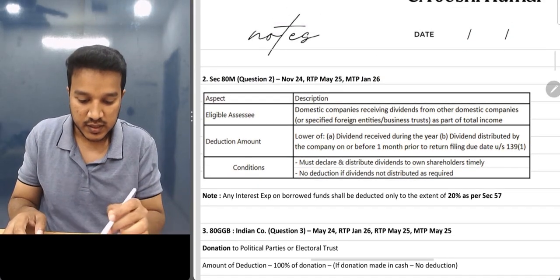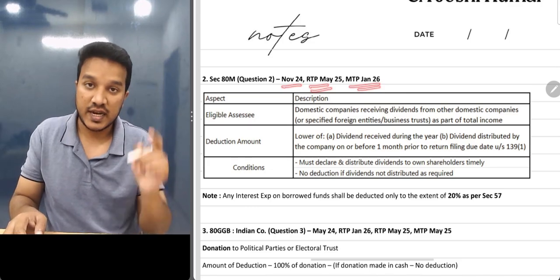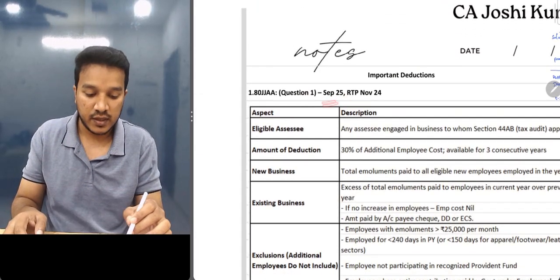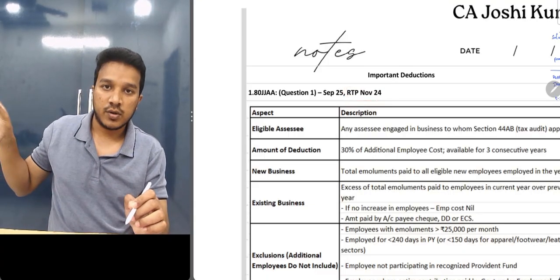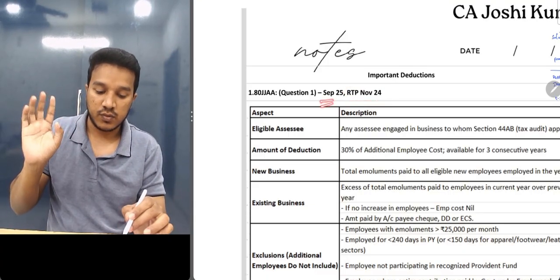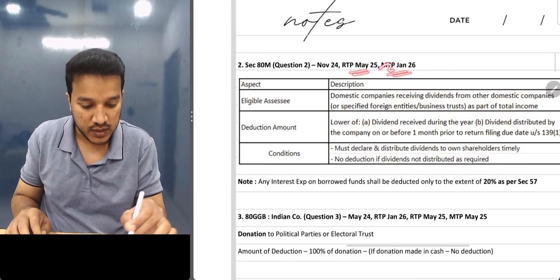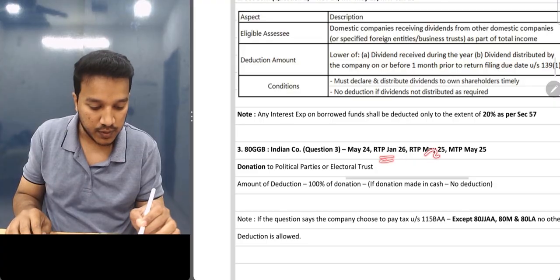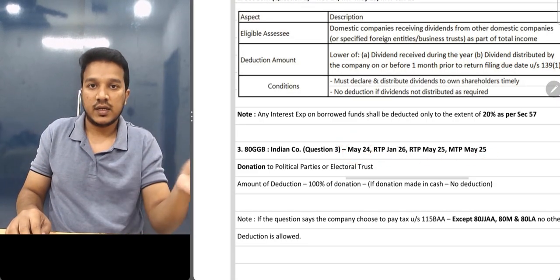Now see, ATM came in November 24, RTP May 25 and MTP Jan 26 also. Now if you see 80JJ, it came in September 25 and it was also asked in RTP November 24. It was asked in RTP November 24 and within 1 year it was in the final exam. Now this one is in MTP, this one is in RTP. Okay, it can repeat. This one, RTP, MTP and also May exams might come in the future.